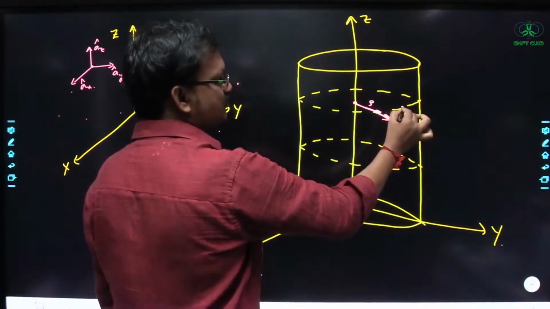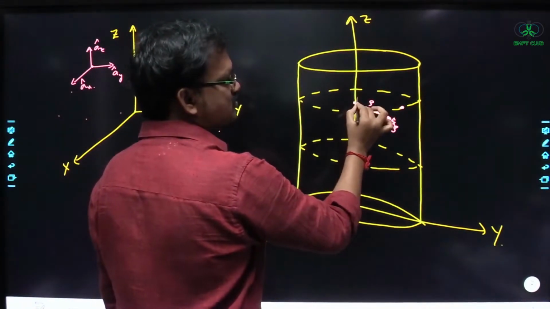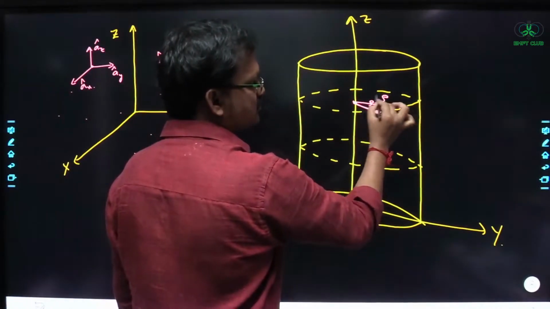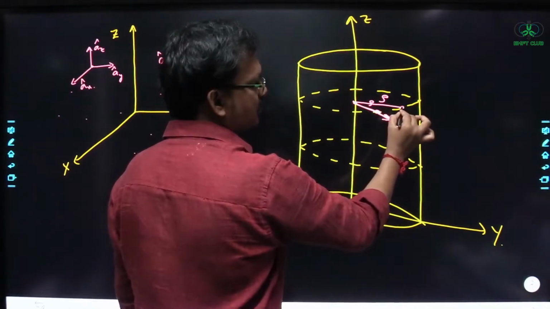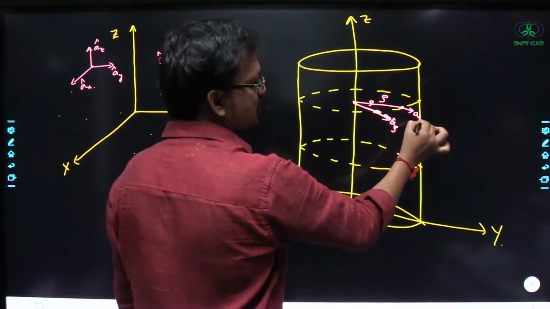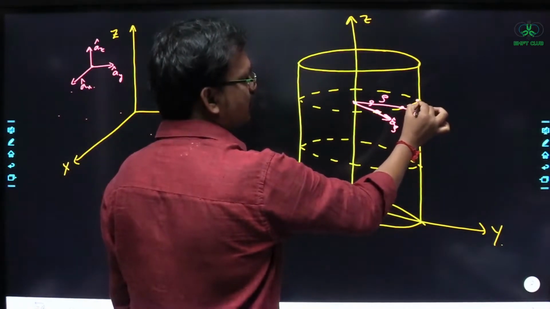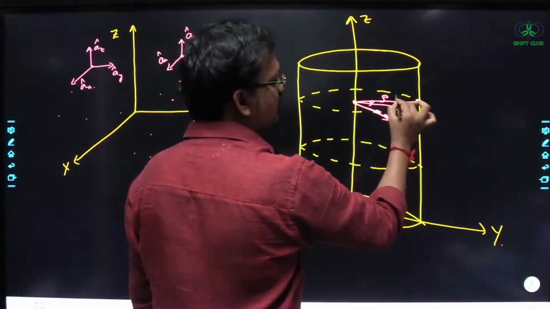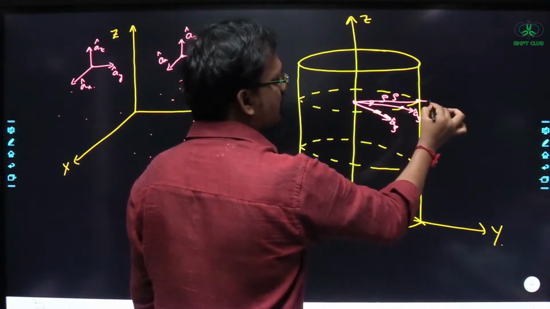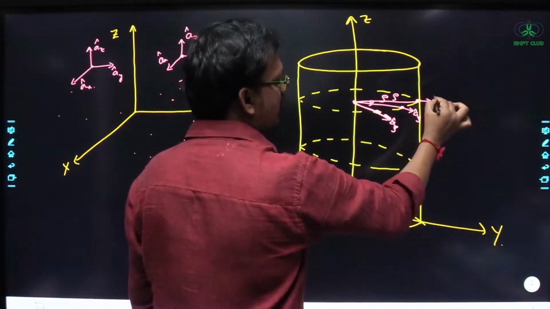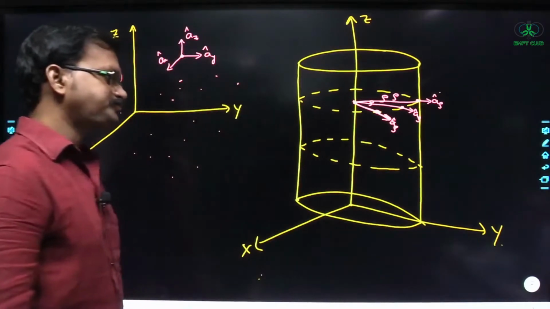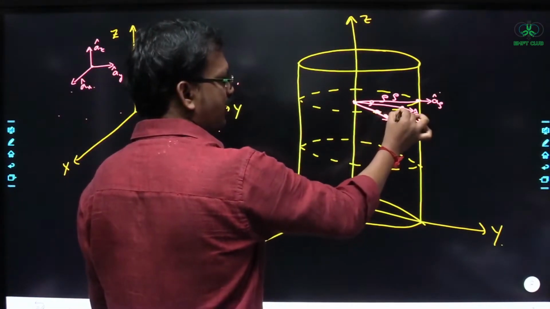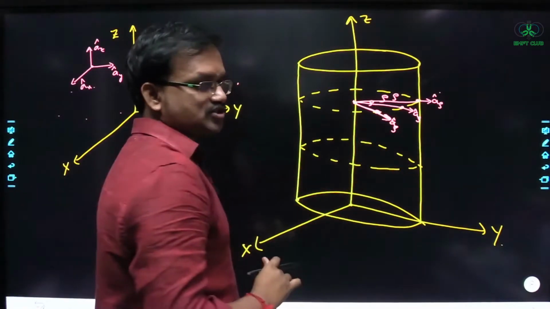Now if I consider some point here, the normal distance from the axis of the cylinder to this point is nothing but rho. The direction of this rho at this point is pointing in this direction, that is aρ cap. Now if I consider some point here, the normal distance from the axis of the cylinder to this point is nothing but rho, and the direction of aρ cap points in this direction. Now if you observe here, as I move from this point to this point, the direction of aρ cap is changing or not?